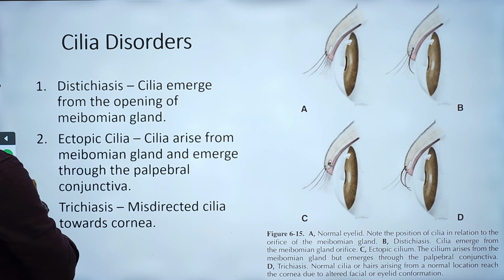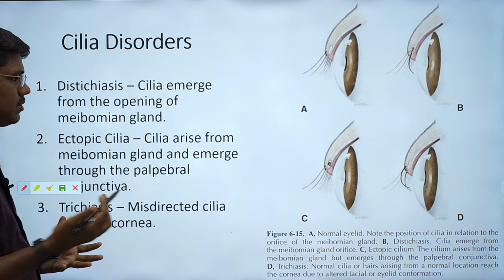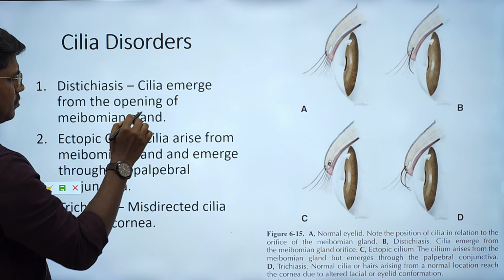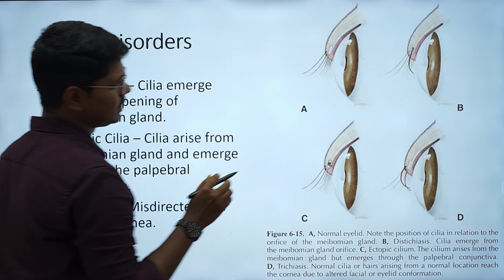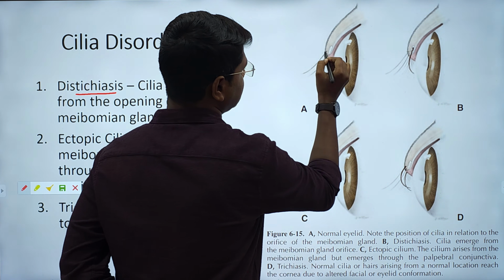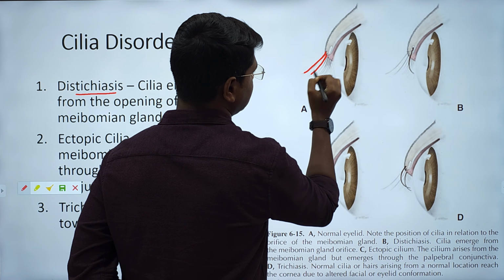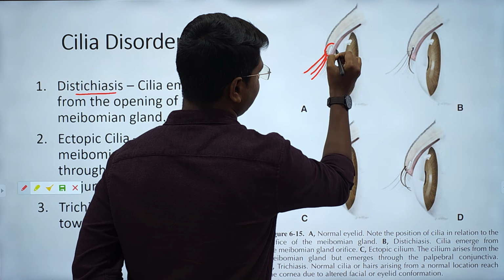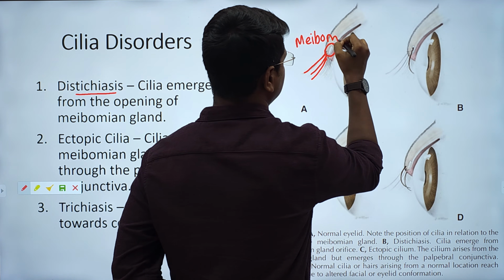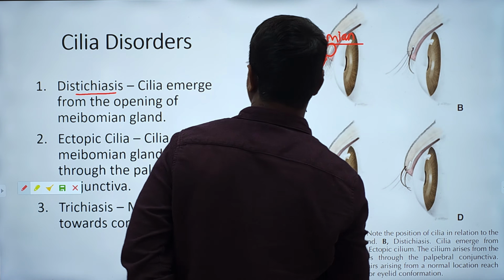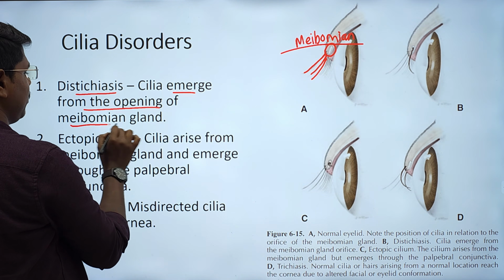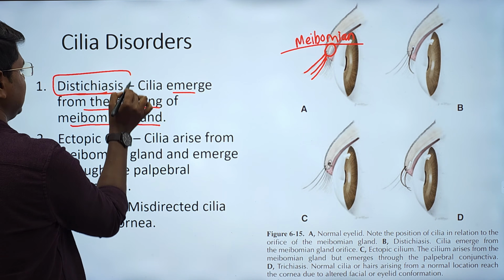Next is cilia disorders. It can be of 3 types. Normally it opens from the cilia, which simply means eyelashes. Here the cilia is coming out from the skin. Here there is a meibomian gland, simply an oil gland. If the cilia emerge from the opening of the meibomian gland, then the term is dystrichiasis.